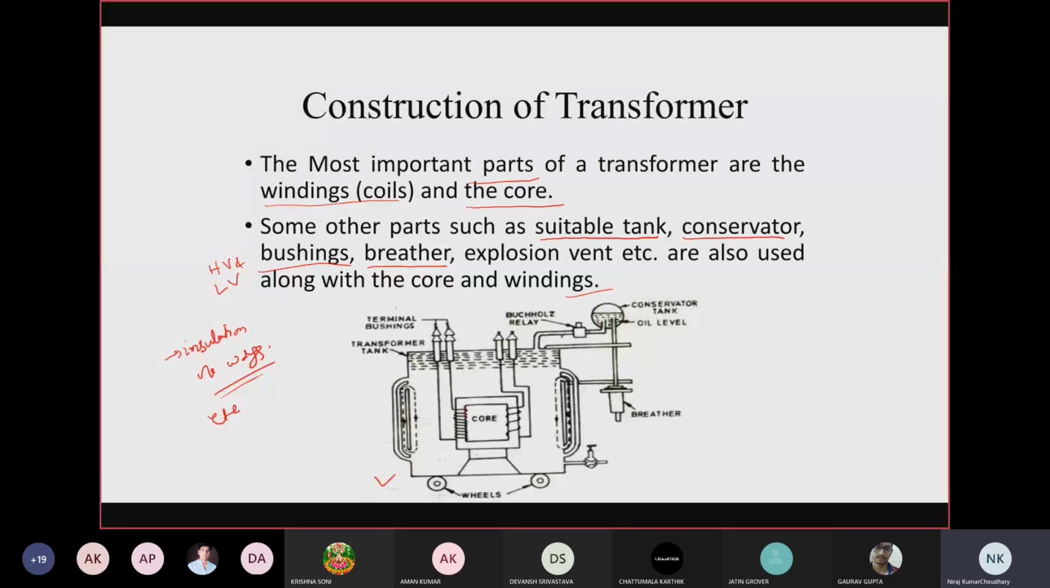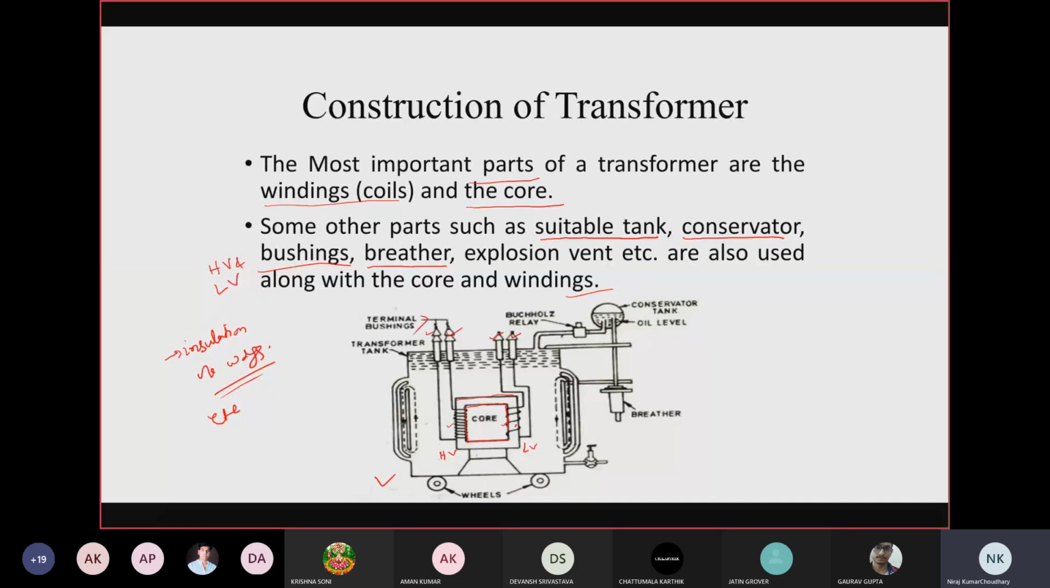Here you can see the rectangular core with two vertical limbs, on which the high voltage and low voltage windings have been wound. The two output leads of each winding are connected to the external bushings with the help of wires at the two terminals of the winding. So here these are the terminal bushings. From here the supply is coming inside.